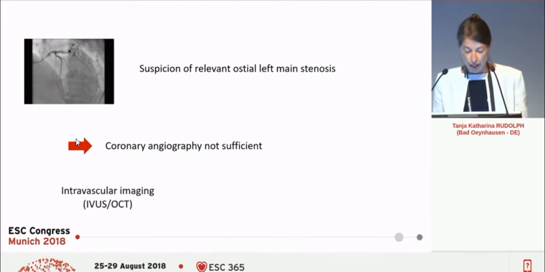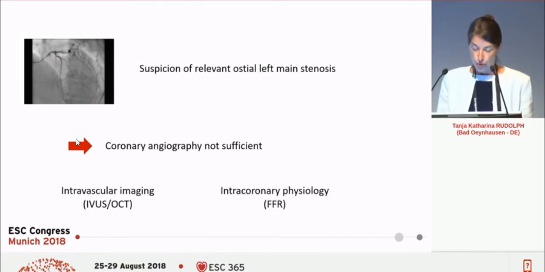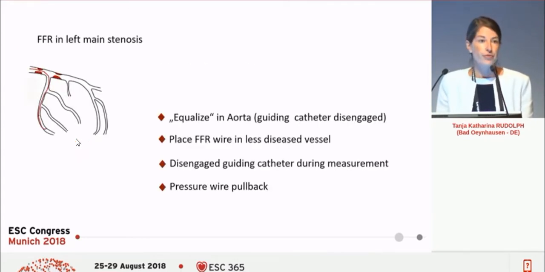And so in this situation, I think we have two opportunities. We heard before that we have IVUS and OCT. So we could perform intravascular imaging, or we could also go for intracoronary physiology and measure FFR. When we measure FFR in the left main, we have to be careful about a few things. When the stenosis is rather ostial or really in the proximal part of the left main, we have to be sure that the catheter is disengaged when we do the equalization of our pressure wire. It's basically the same as we heard before with the IVUS, that we make sure the pressure wire is really free and we do not have any pressure damping. So that's the first thing we have to make sure.